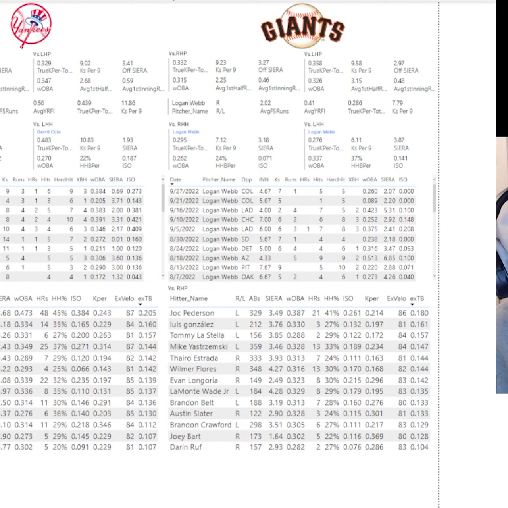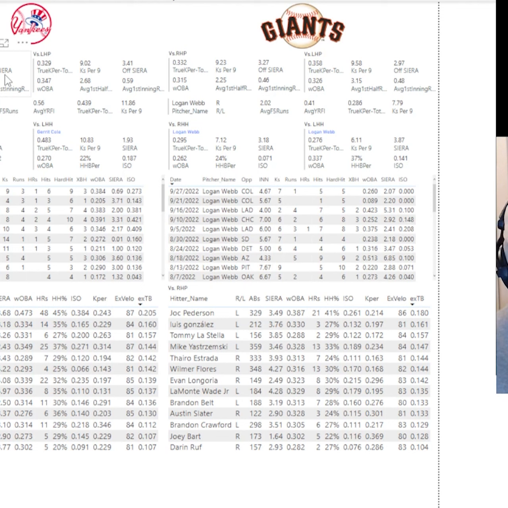Here's a sheet for Yankees Giants. Along the top here, we're seeing each team's offensive breakdowns versus right-handed pitchers or left-handed pitchers. So this is telling us here that 32.6% of the Yankees outs are from the strikeout, which ends up being about 9.1 strikeouts per 9 innings.